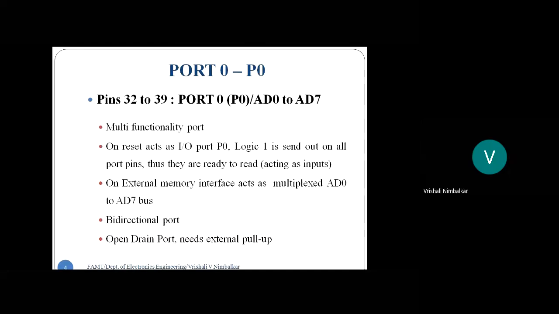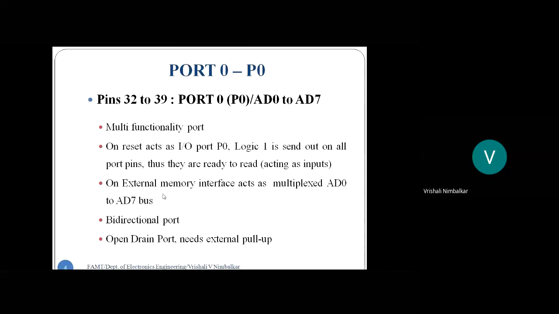Now time multiplexing means sharing. What is the meaning of multiplexing? Multiplexing means sharing. And what is it sharing? It's time sharing. In the initial clock pulses, port 0 behaves as the address bus, A0 to A7. And for the remaining 3 clock pulses, the pins start behaving as the data bus, D0 to D7. So that's called time multiplexing.